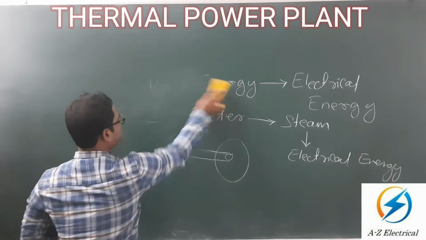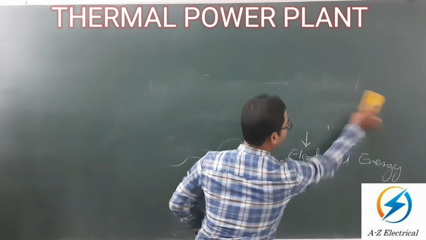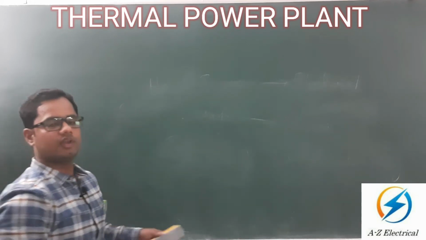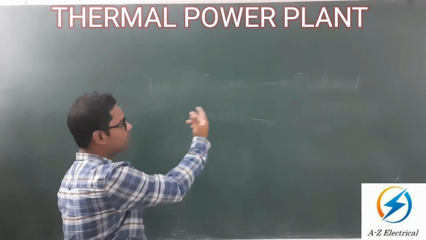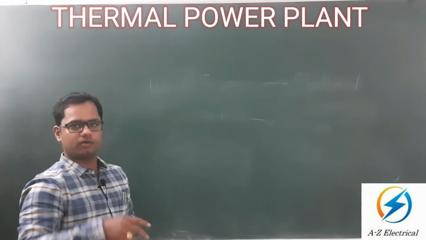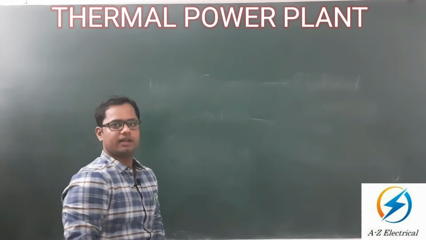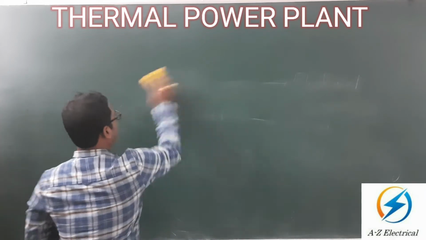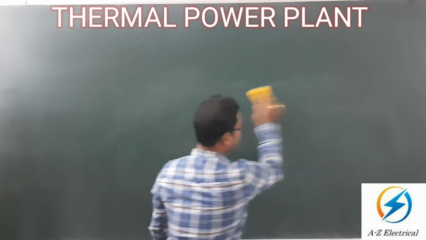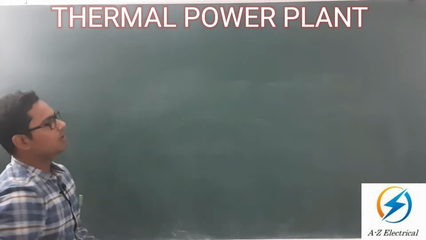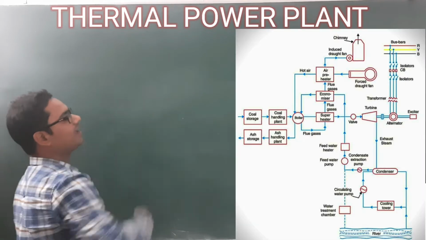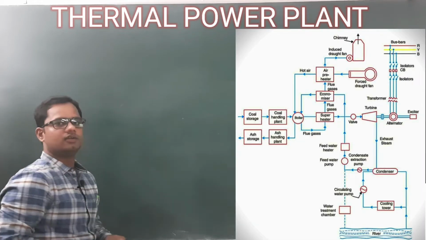So now here you will see how this process is carried out, and this process is called the Rankine cycle. The process of burning your coal, converting water to steam, and the steam striking the turbine blade to produce electrical energy, the total cycle is called the Rankine cycle. And you can see the diagram of your thermal power plant.